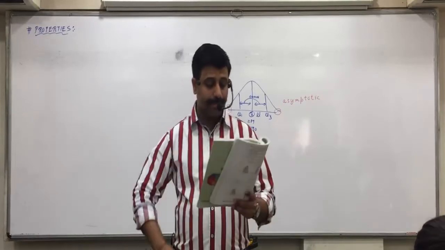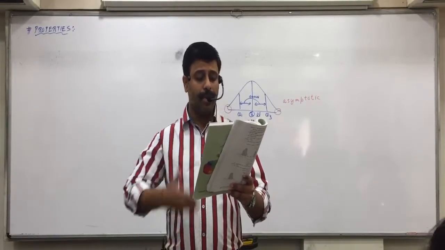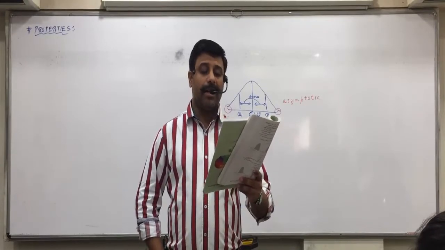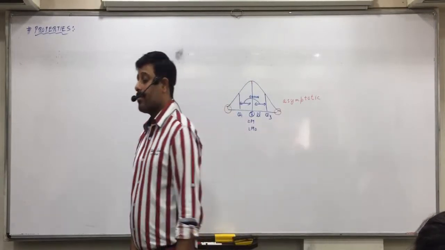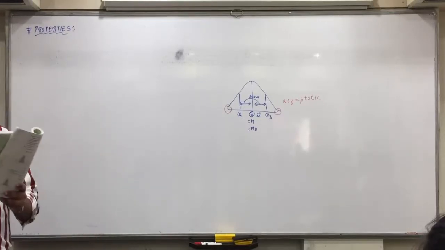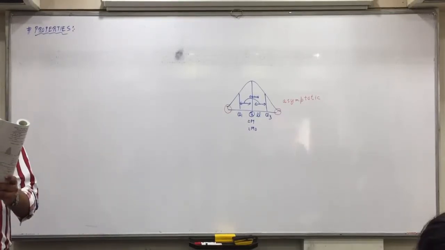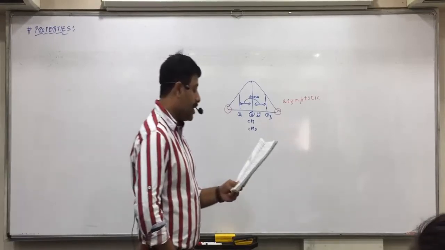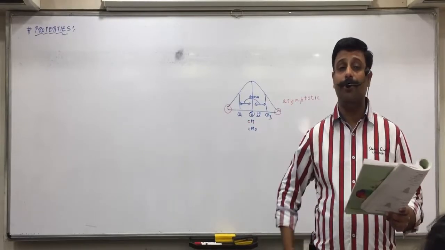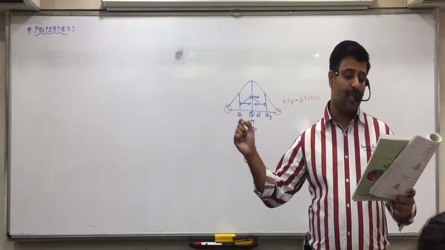Page 109. First property: it is a distribution of a continuous random variable. We studied that binomial is discrete and normal is continuous. Second, the constants mu and sigma are the parameters of the distribution, which indicate mean and variance. Third, the distribution is symmetric about mu and its skewness is 0.